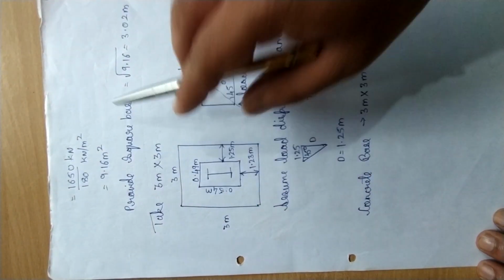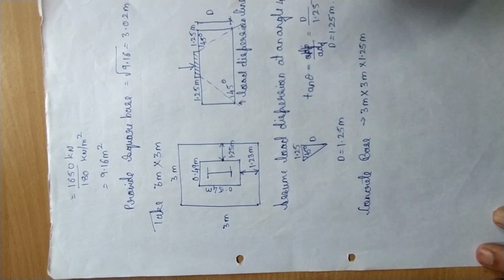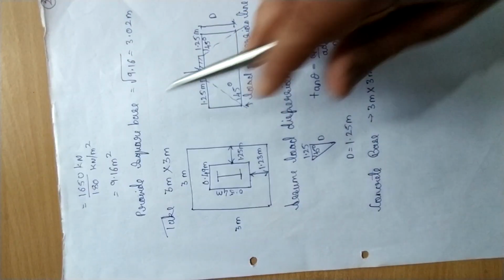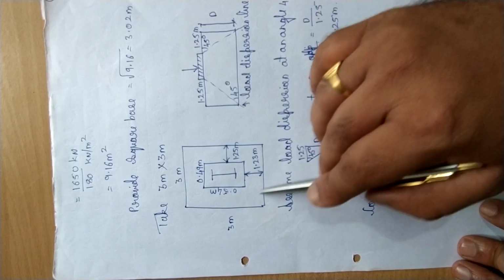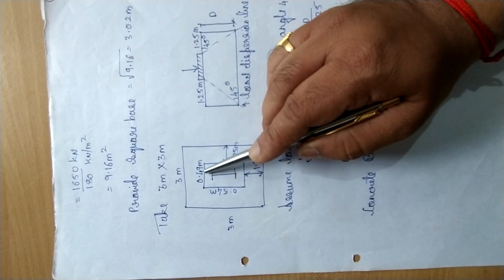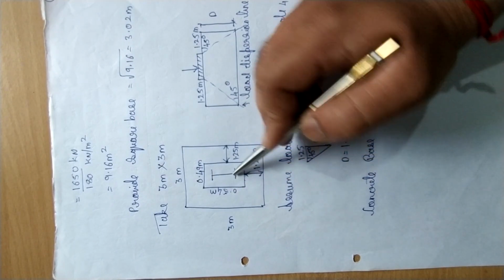So let us take a square base. We will take the root of this, so we are getting 3.02. So we provide a 3 meter by 3 meter base. This is what the concrete pedestal is. So the concrete base of 3 meter by 3 meter, this base plate of 490 mm by 540 mm and of thickness 32 mm, and this is the I section.